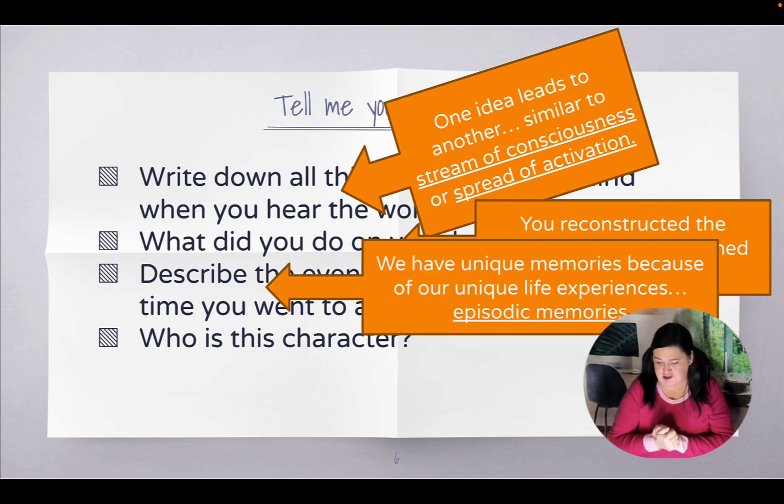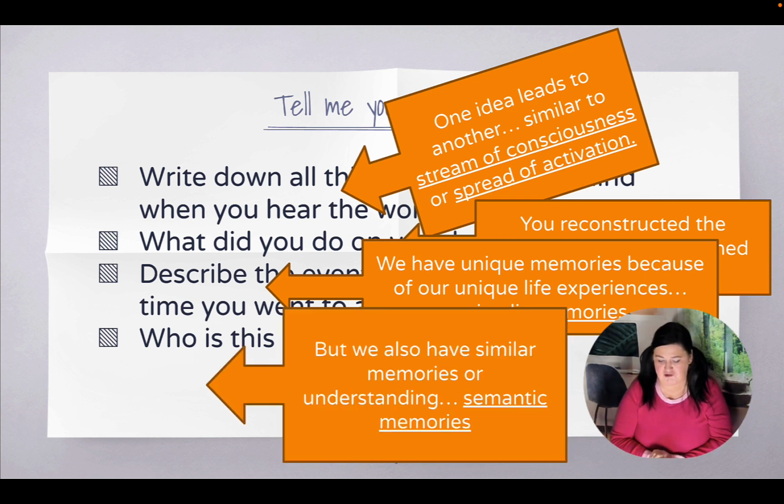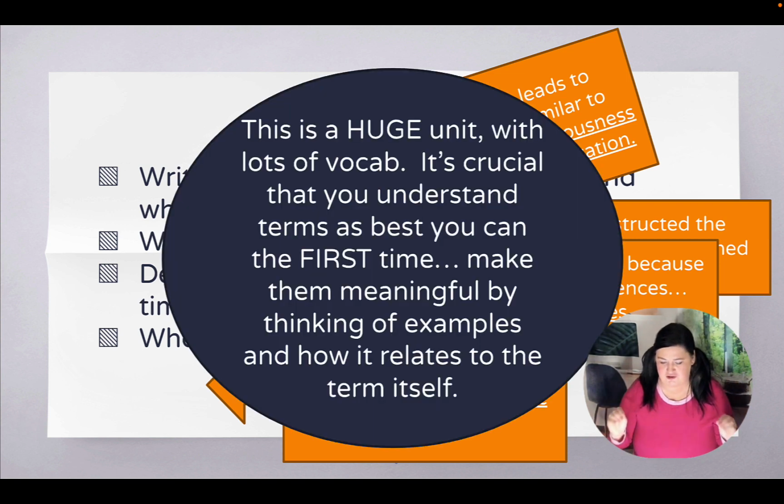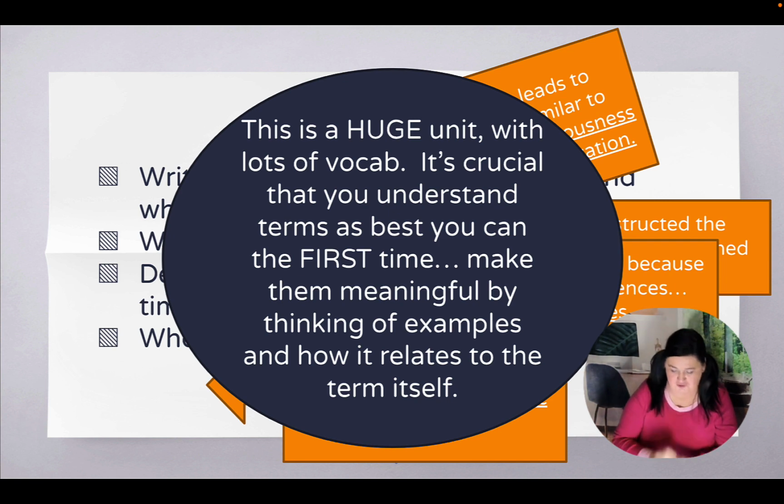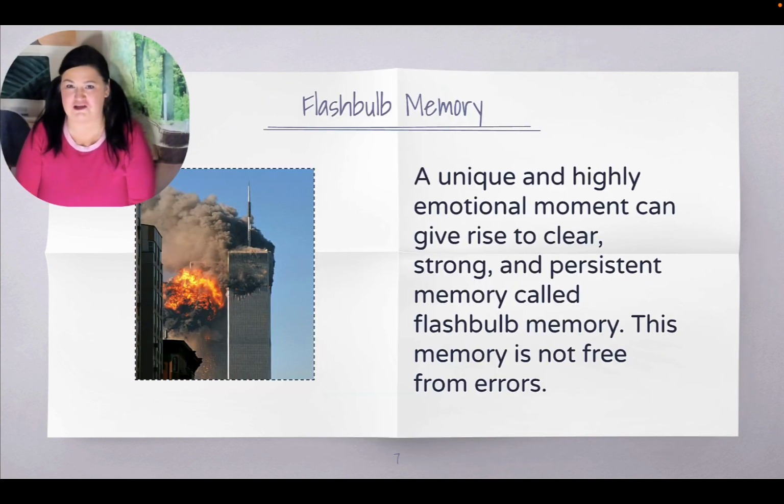We all have unique memories because of our unique life experiences, right? These are called episodic memories. But we also have similar memories or understandings called semantic memories, okay? This is a huge unit with lots of vocabulary. It's crucial that you understand the terms first as best you can the first time, making them meaningful by thinking of examples and how it relates to the term itself. Okay, we're going to start our note-taking now.